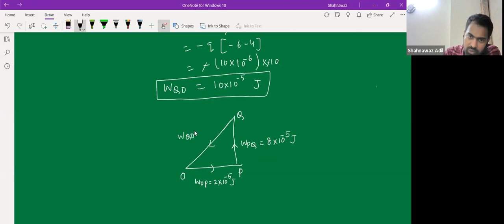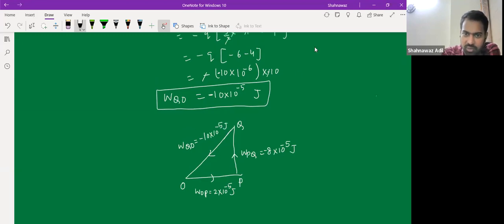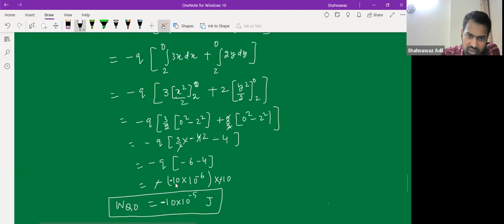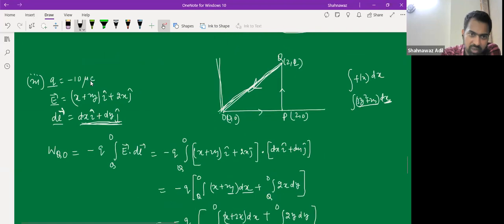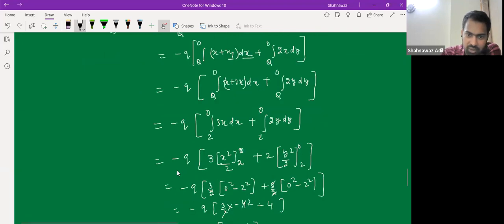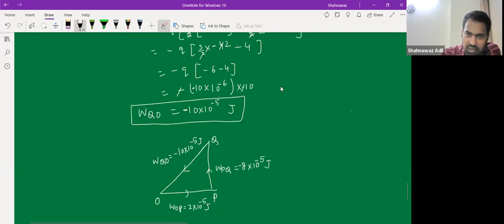so Q to O, what did I get? Yeah, so there is a minus. Q is minus, so we will have a minus. So minus 10 into 10 to the power minus 5 joule. Right, you see that Q is minus 10 microcoulomb, right? Did I write it here? Yeah, minus 10 microcoulomb. So please correct this answer.